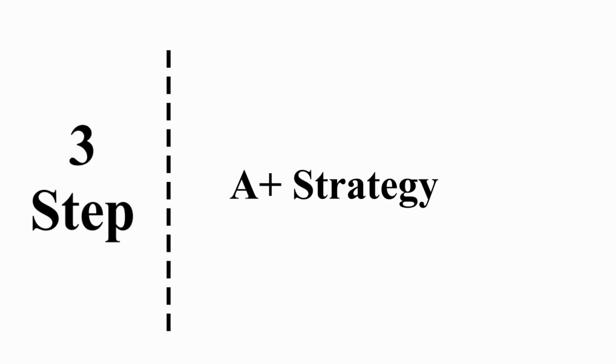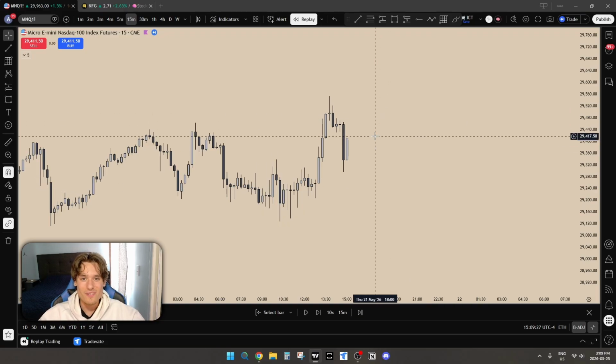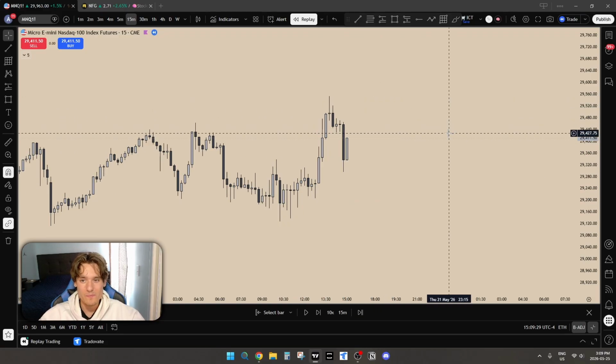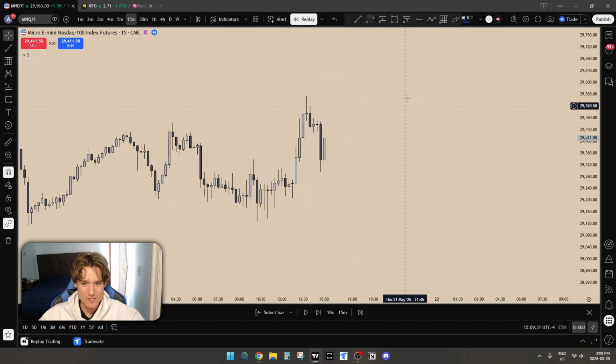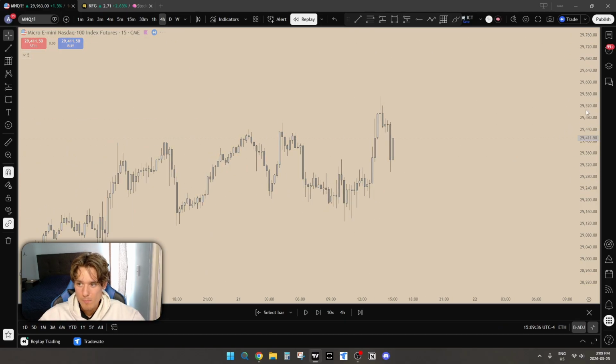So now this is step 3. This is the final step and this is the most important. So having the right strategy to trade. So for example, right over here, what do we see? First thing I want to analyze is the bias.